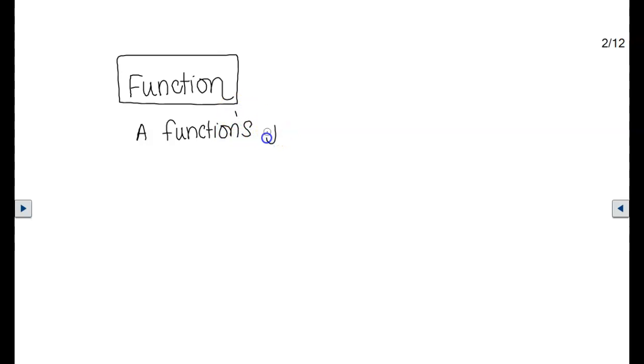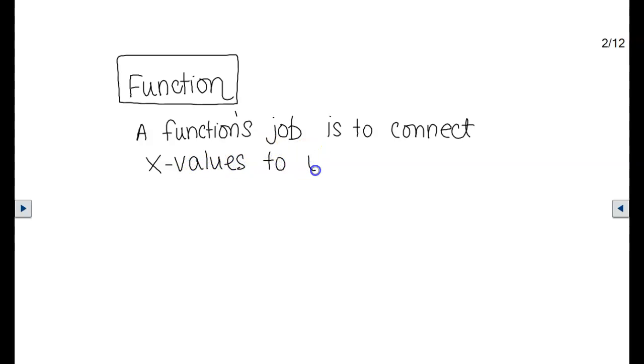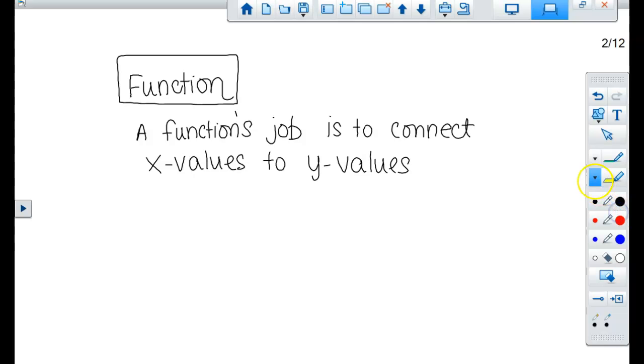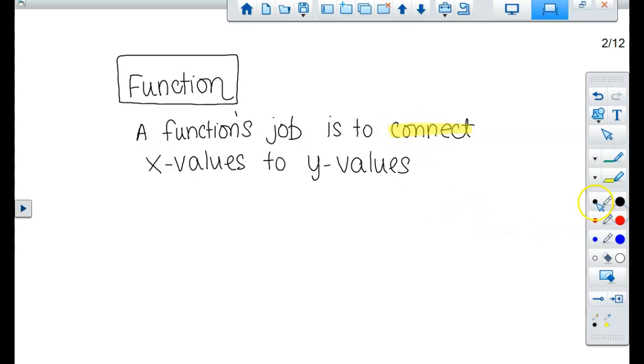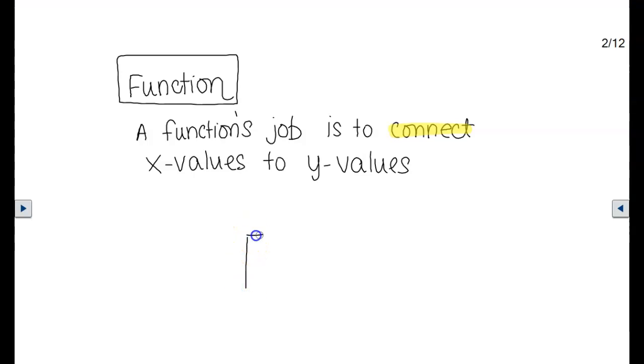a function's job in algebra is to connect x values to y values. So anytime you think about functions, I want you to think about connections, because that is a function's job. A function's job is to connect an x value to a y value.